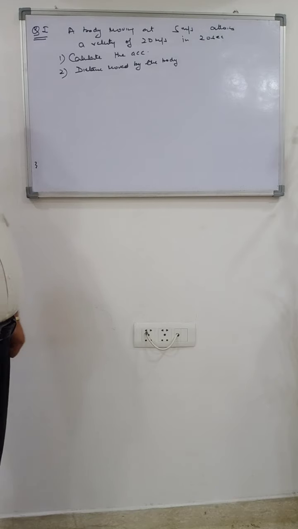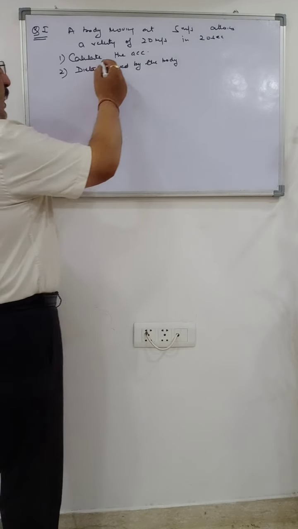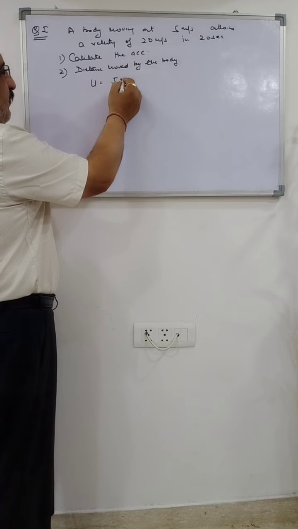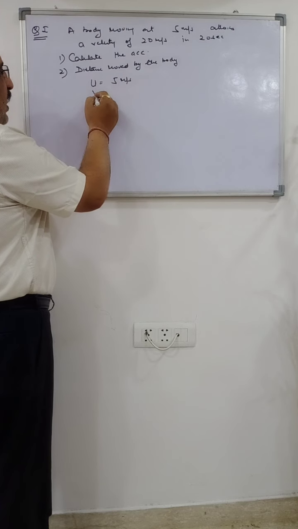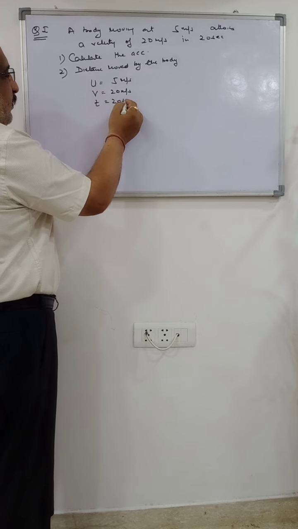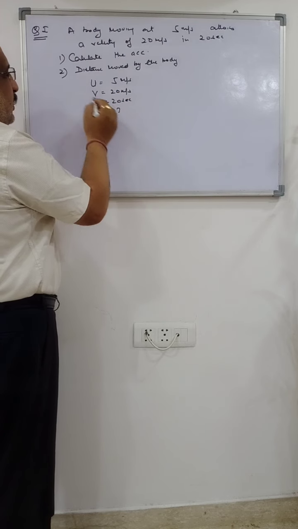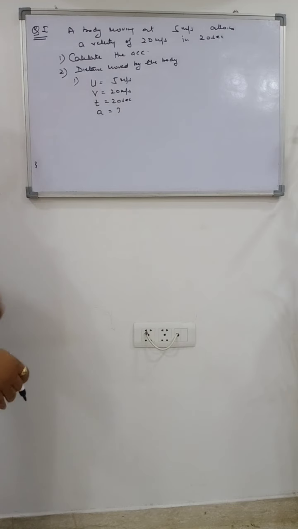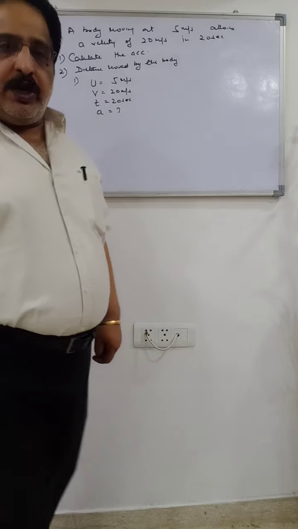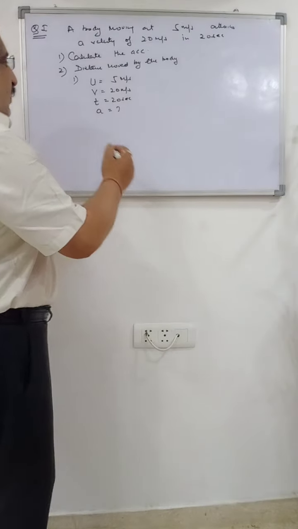Okay. Now for the acceleration, what is given to you? U is given, the initial velocity 5 meters per second, final velocity V is 20 meters per second, time is 20 seconds. You have to calculate acceleration in case 1. So you have U, V, T, and you want to find A. So the equation used will be V is equal to U plus AT, the first equation of motion. Is that clear?